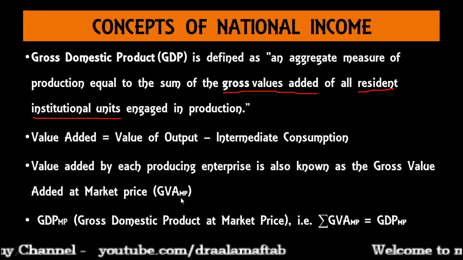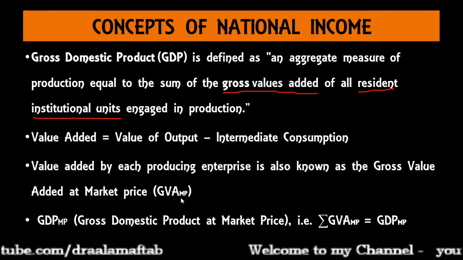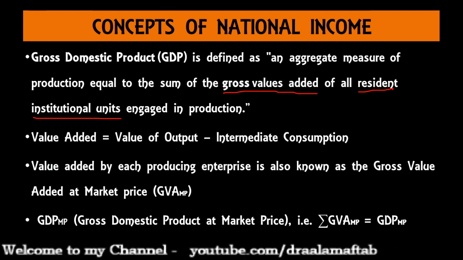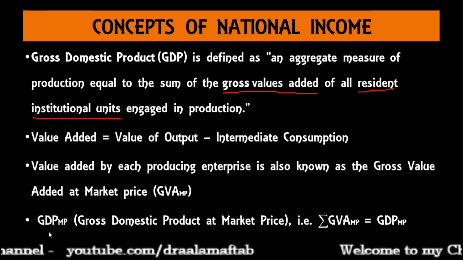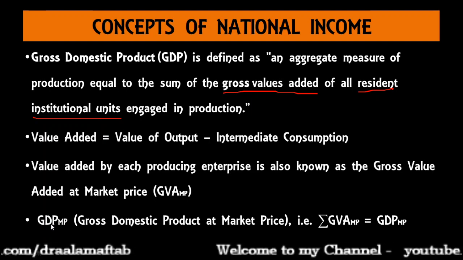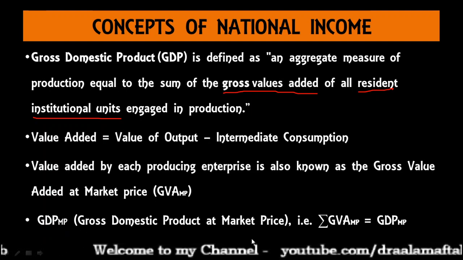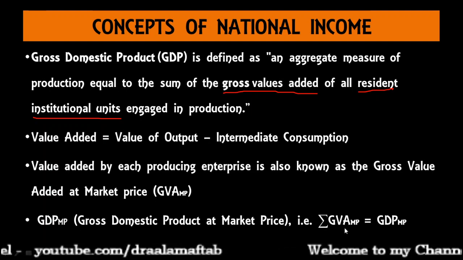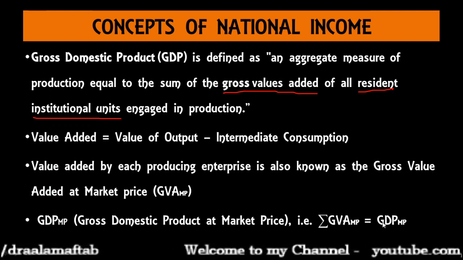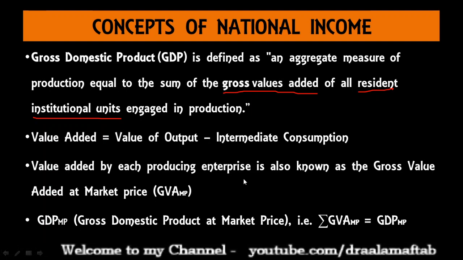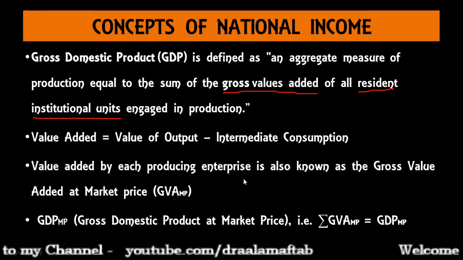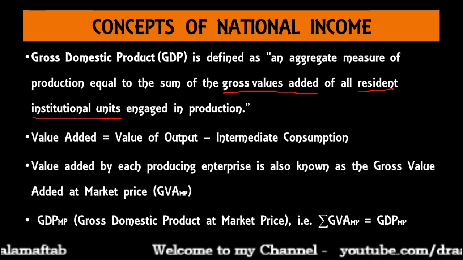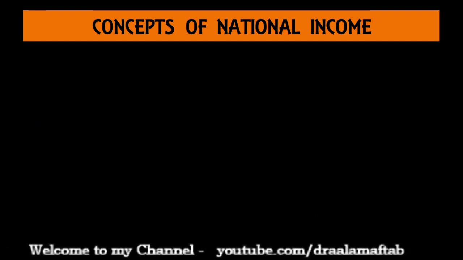So if you sum or add all the gross value added at market price by all producing units in the country, you will get GDPMP, that is gross domestic product at market price. You can see here, summation of all gross value added at market price equals GDPMP. So this is the first or basic concept of national income, that is gross domestic product.